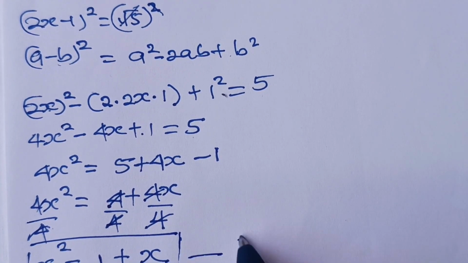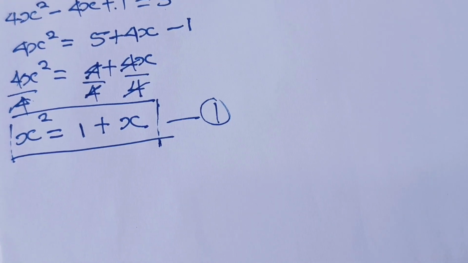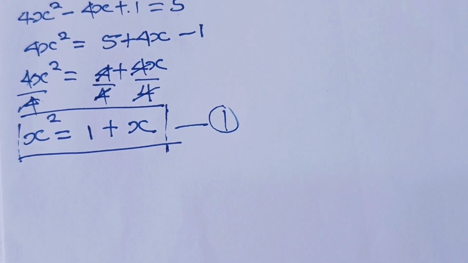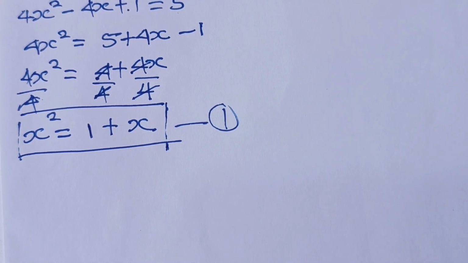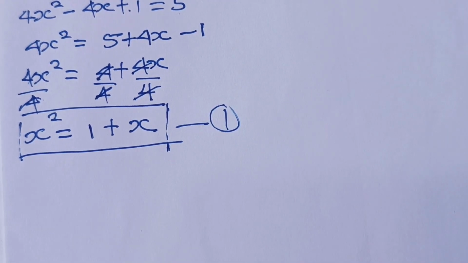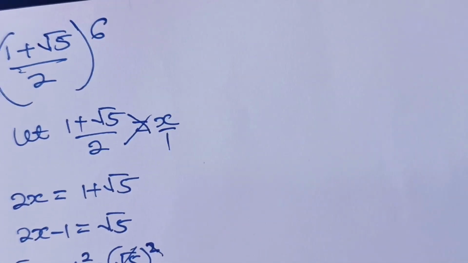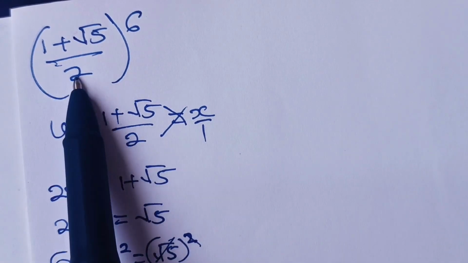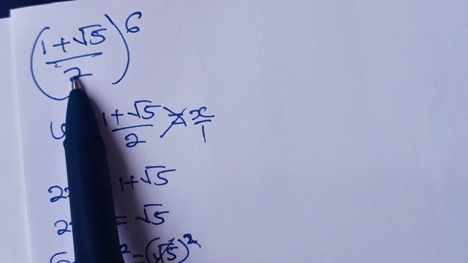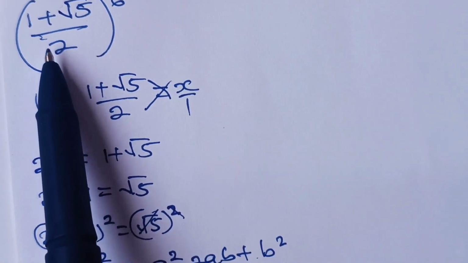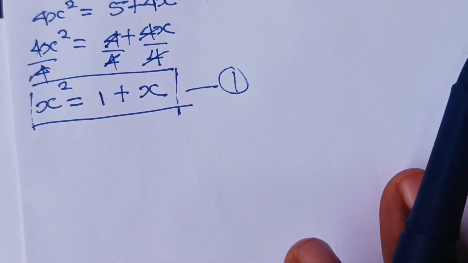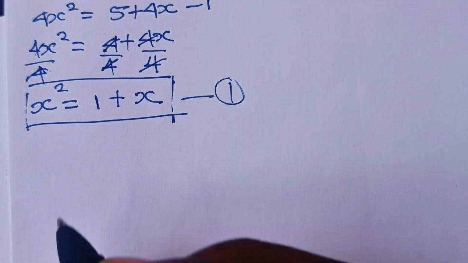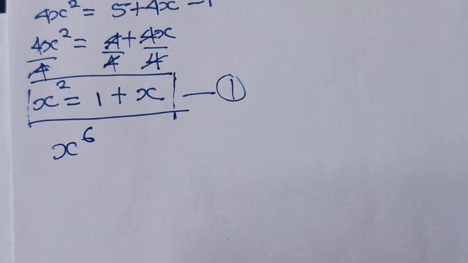And I must tell you that this is the most important equation in this particular problem we are solving. Now, back to what I was saying that I will explain. Recall that we are asked to simplify this, and we said let this be equal to x. That simply means that the expression automatically is equal to x to the power of 6, right? So that means what we are now simplifying is x to the power of 6.